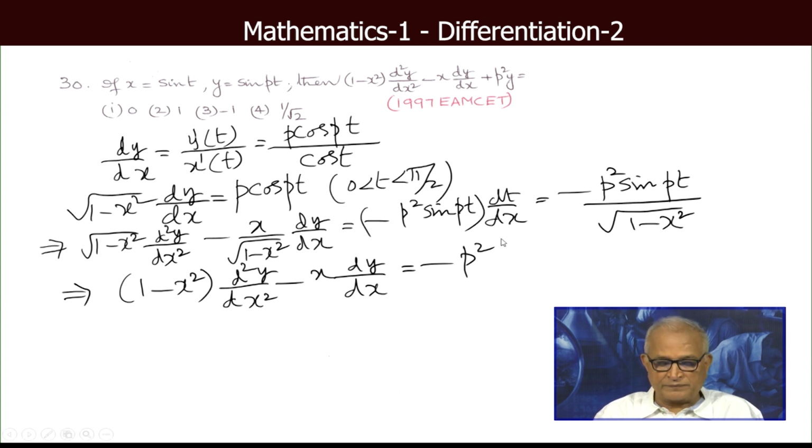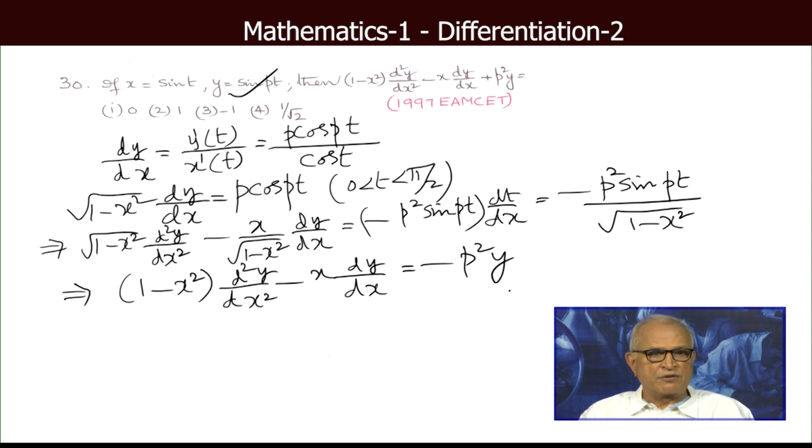What is sin pt? Sin pt is your y. Therefore, that is equal to minus p square y. He is asking the value of 1 minus x square into d2y by dx2 minus x dy by dx plus p square y. Naturally, that is equal to 0. So, the first option.